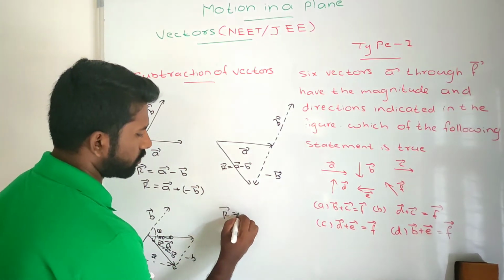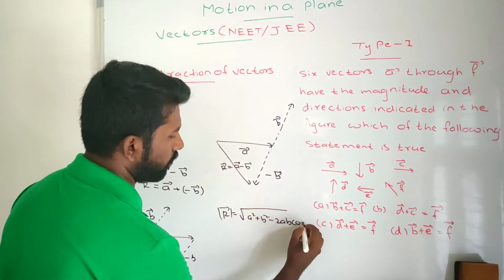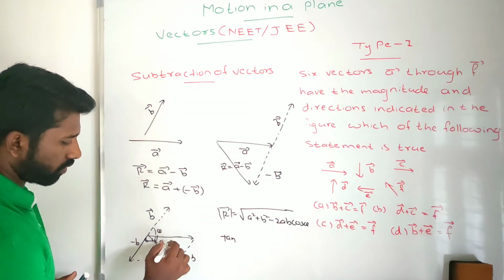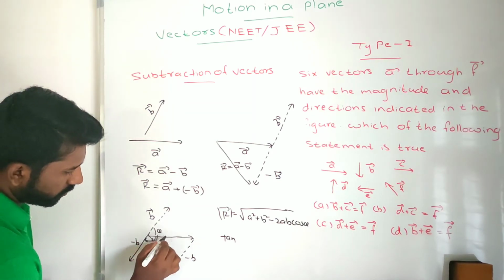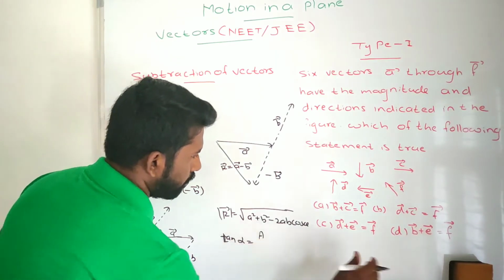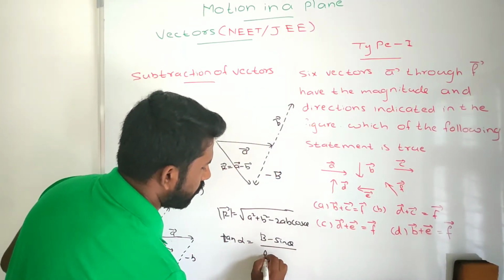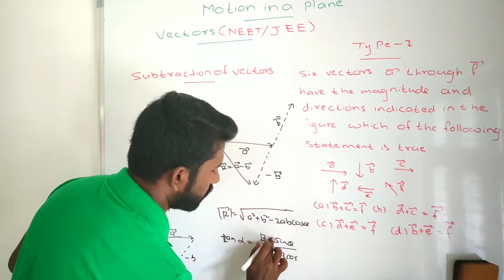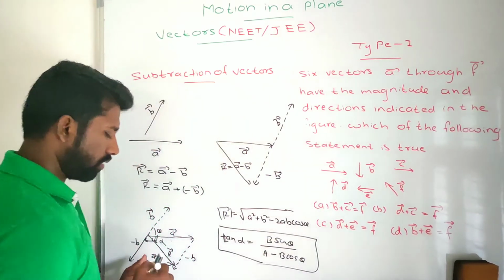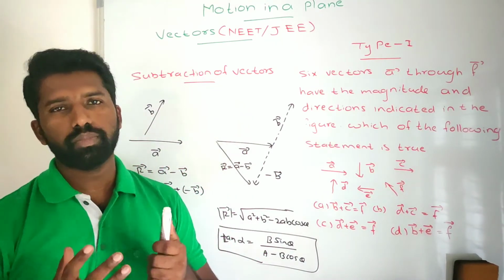The magnitude of the resultant R is equal to the square root of A squared plus B squared minus 2AB cos theta. This is the alpha angle. Alpha is the angle made with the horizontal. So this is the A vector. So tan alpha is equal to B sin theta divided by A minus B cos theta. This is the formula for finding the direction of the resultant. This is about the basics of vectors.